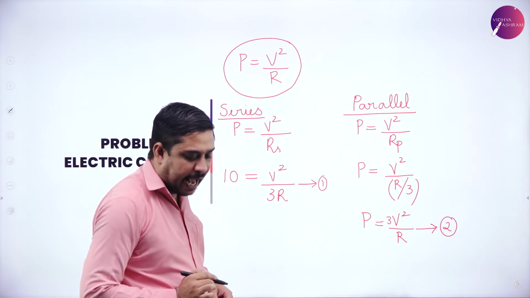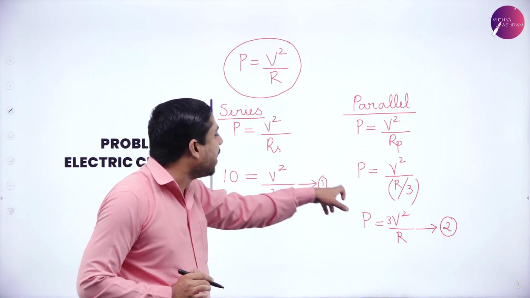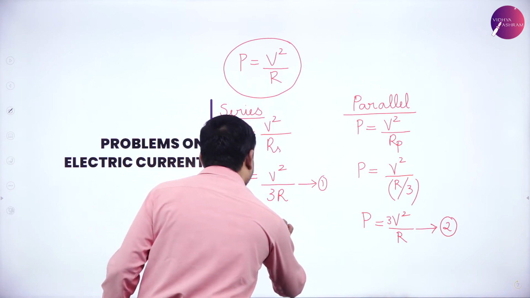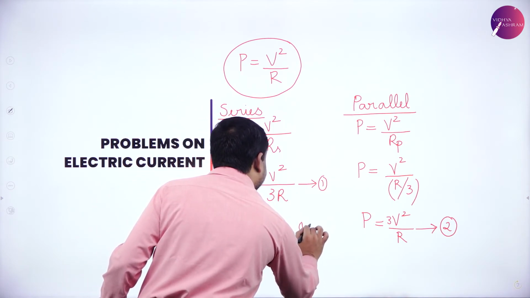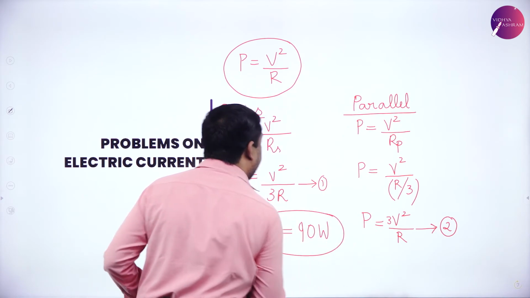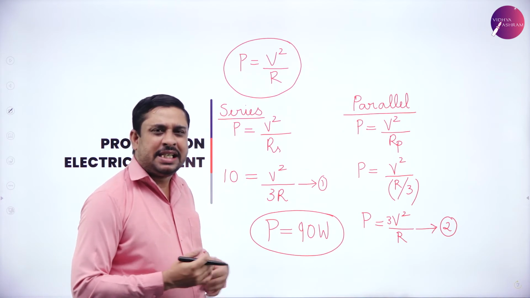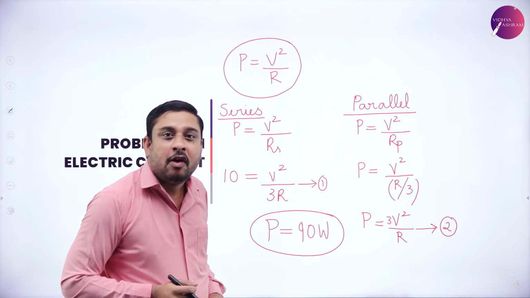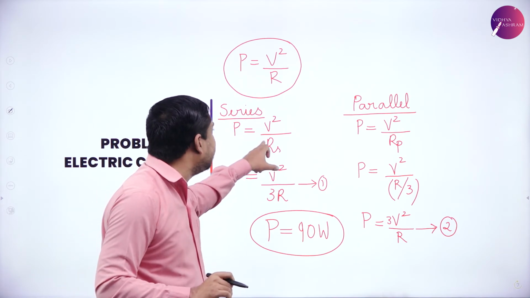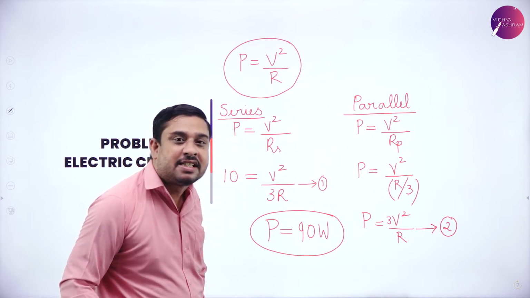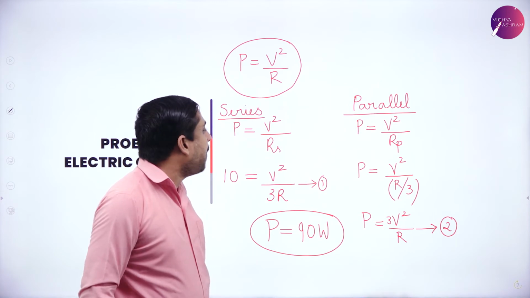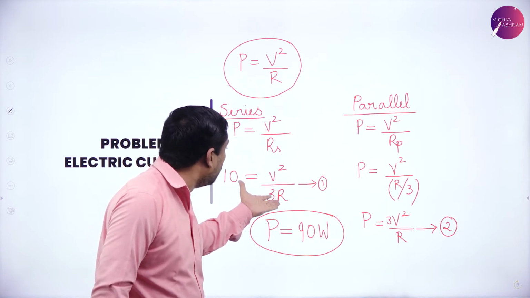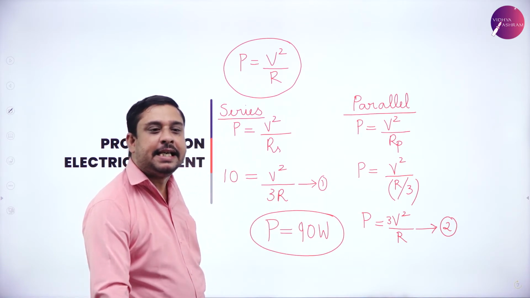P has to be calculated. Divide equation 1 by 2. Do the simplification. It is very simple. When you divide, this turns out to be 90 watts. Notice the comparison: P is V square by R. For equal resistors in series, it is 3 into the number of resistors; in parallel, resistance divided by N. Substitute, P turns out to be 90 watts.